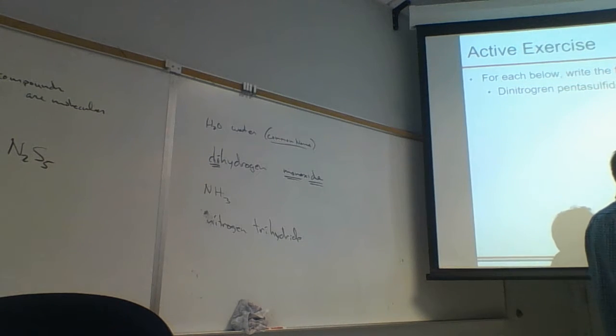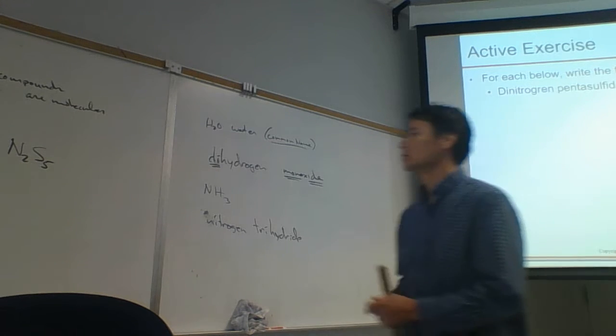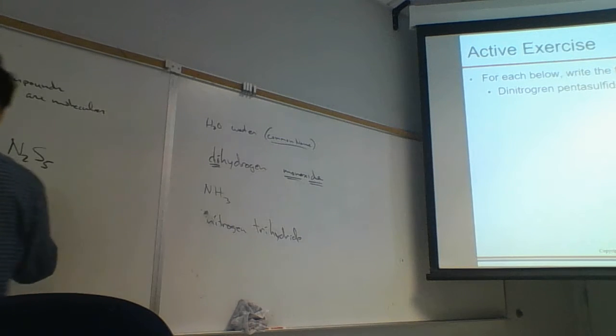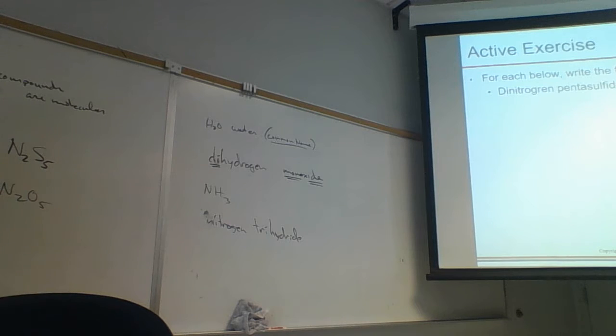Dinitrogen. Here it would have been pentaoxide, but they dropped the A. It's called pentoxide. Dinitrogen pentoxide, N2O5. All right. These are very similar. I wish they gave us some more variety here. Okay, what's next? Name that for me.